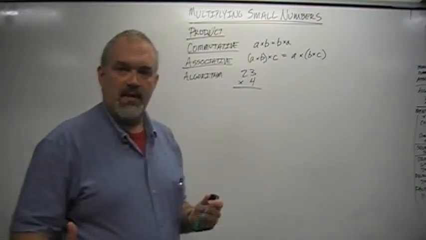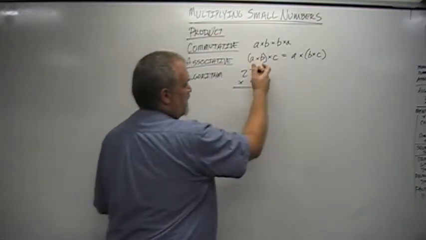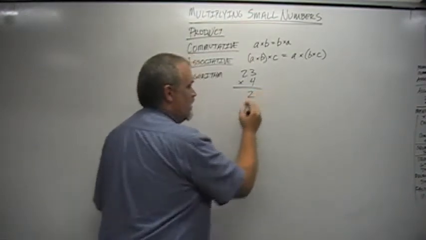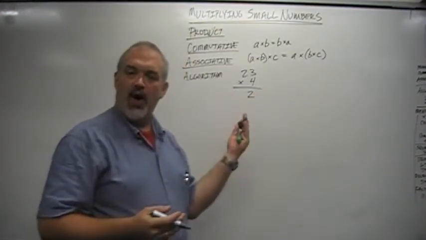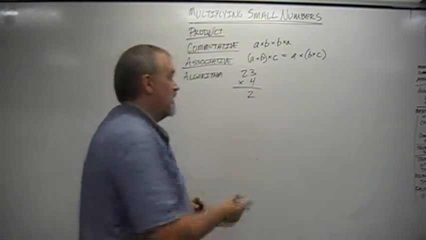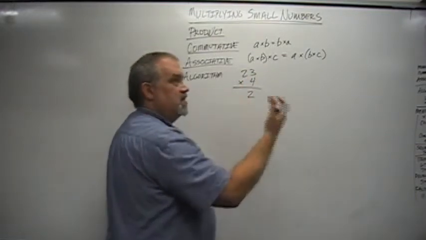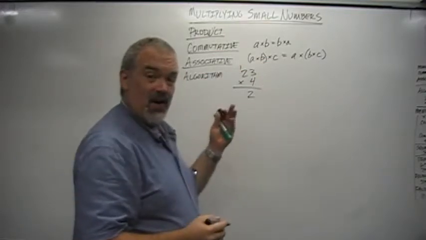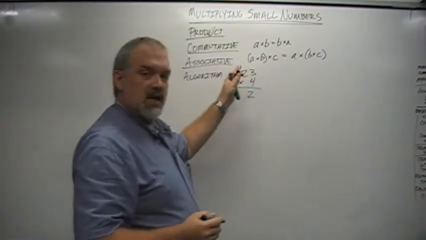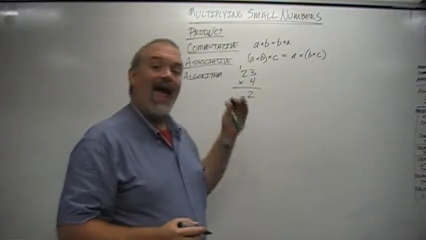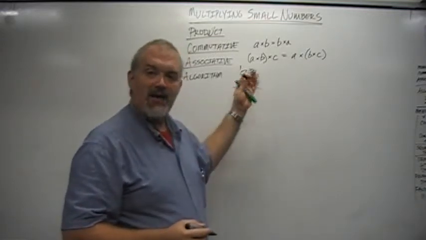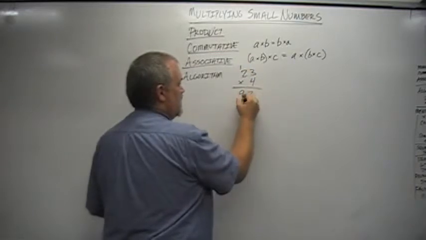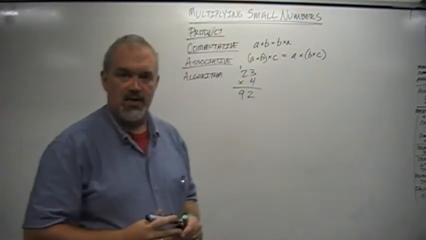And the algorithm method says we multiply 3 times 4, which gives me 12. I write down the last number, and just like with addition, I carry over anything that's left over. So 3 times 4 is 12, the 2 goes there, and the 1 goes up here. I carry it over, and then I multiply 4 times 2, which is 8. And I add, not multiply, I add the 1 on. So 4 times 2 is 8, plus 1 gives me 9, and I have 92.